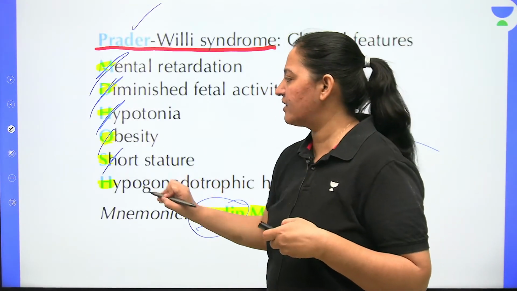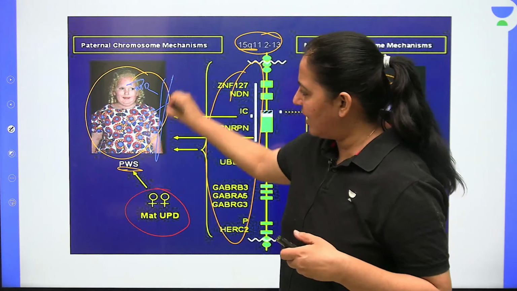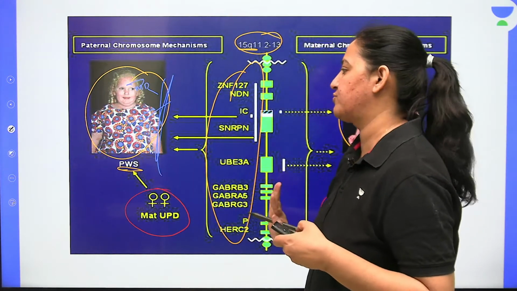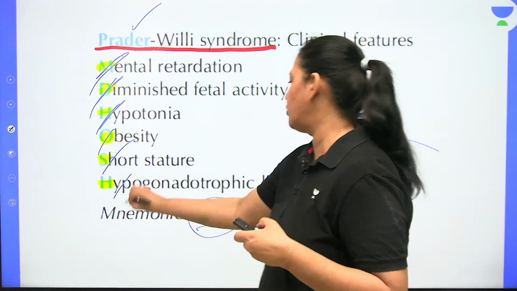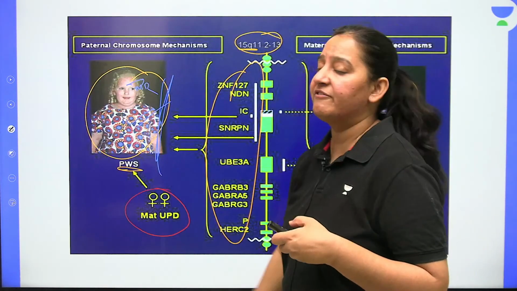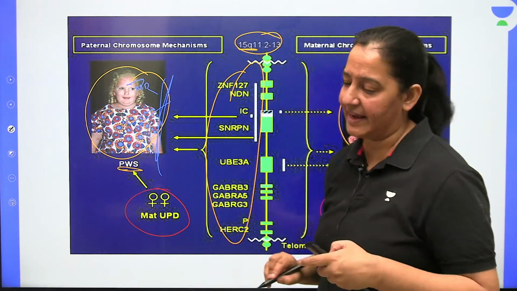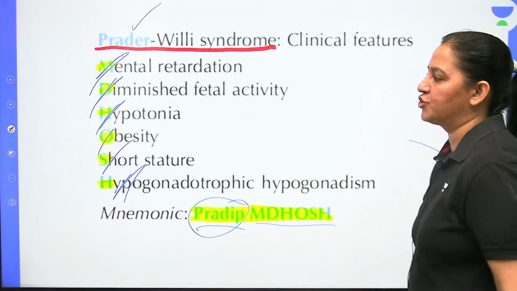Short stature. Now here the height is not shown, but this girl is short stature as compared to the peer group, definitely. And hypogonadotropic hypogonadism. So this girl is infertile because of hypogonadotropic hypogonadism. You know the meaning, I guess. So that is the meaning of Madhosh.